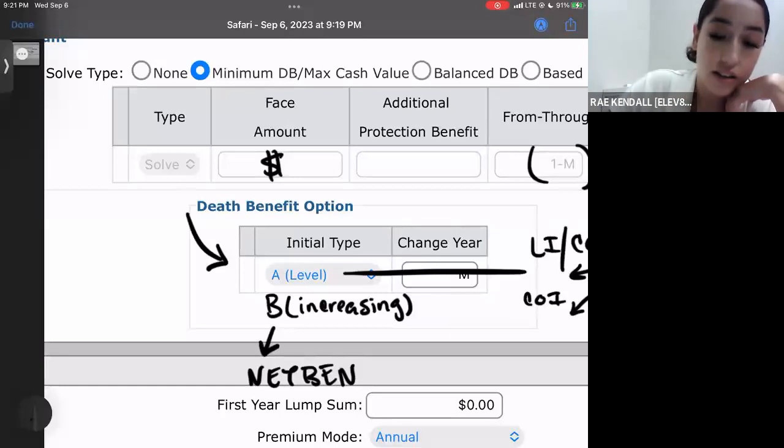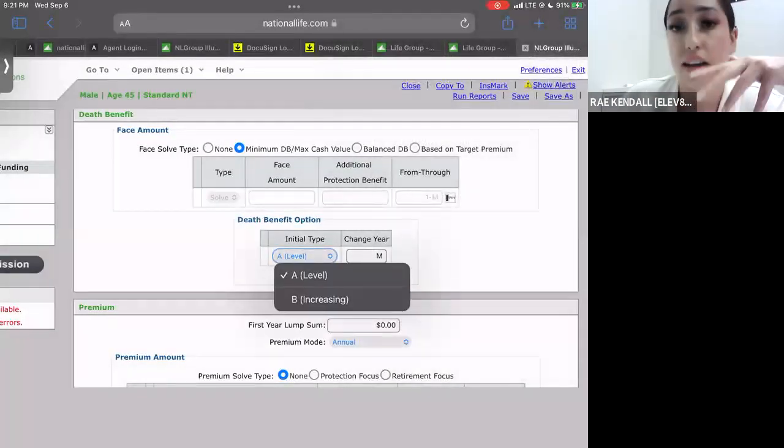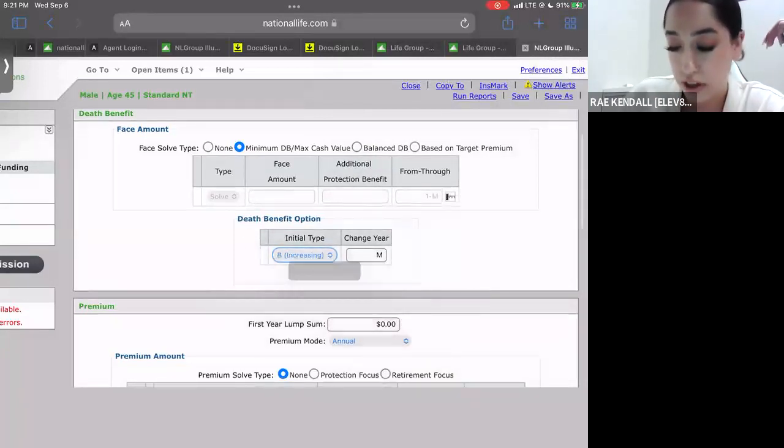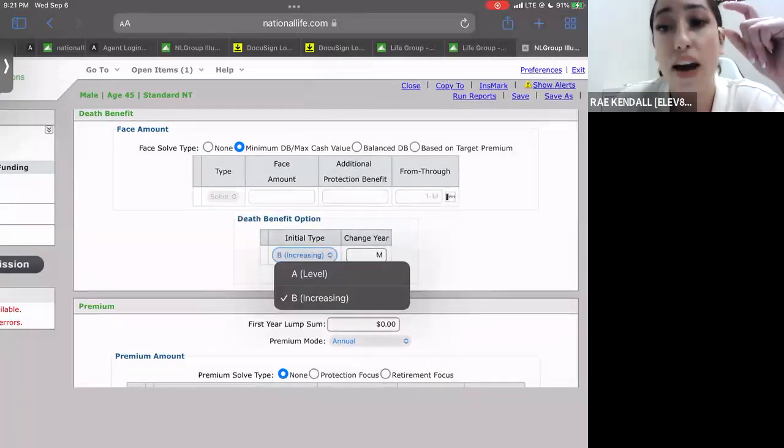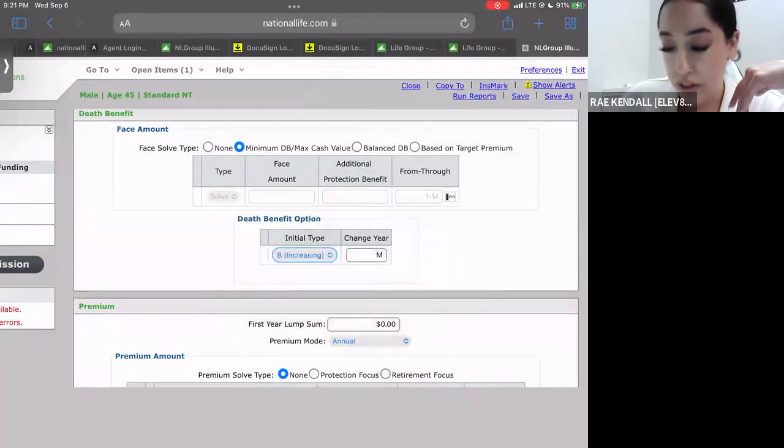Typically, when you're building an index universal life policy that is structured more towards infinite banking and max funding, you do want to put it on increasing so that they have access to leverage that net death benefit when they pull their money out. So you could always change it.